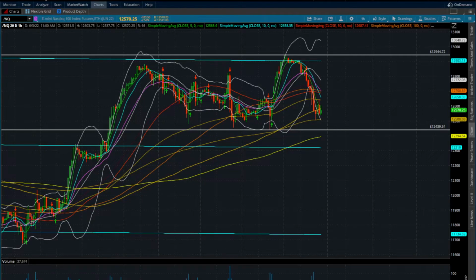What's going on, guys? We're going to be taking a look at the overall Nasdaq 100. What we are looking at here is the 1 hour time frame on /NQ, which is the Nasdaq 100 E-mini contracts. So what we want to look at here, if you're learning how to trade futures, understand what you're trading.